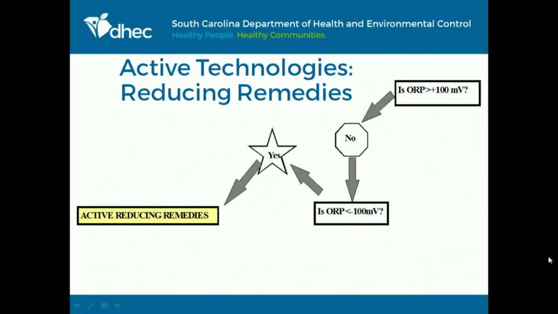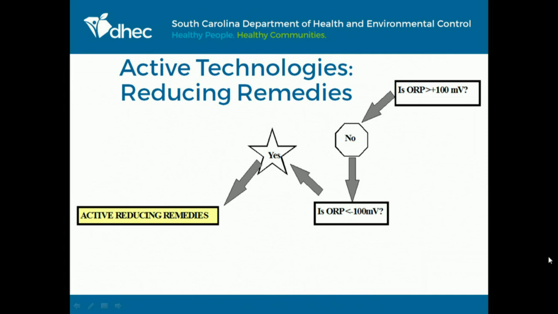Okay, we'll start back with active technologies, reducing remedies. And I refer you back to page 9. This slide shows the question: is ORP greater than plus 100 millivolts? No. Is ORP less than negative 100 millivolts? Yes. Then the decision tree is going to send you to active reducing remedies.